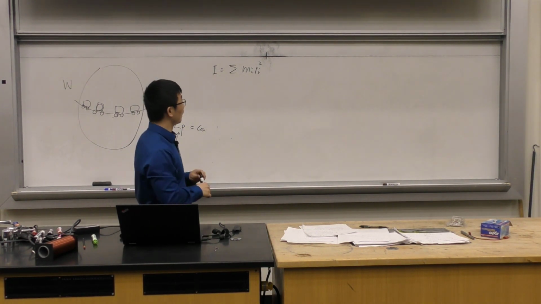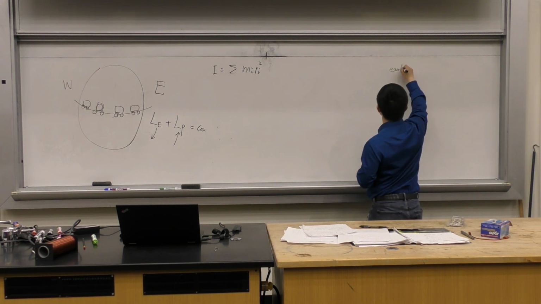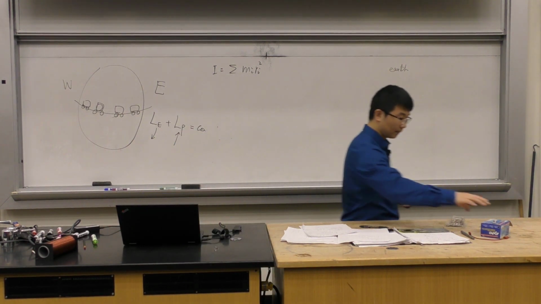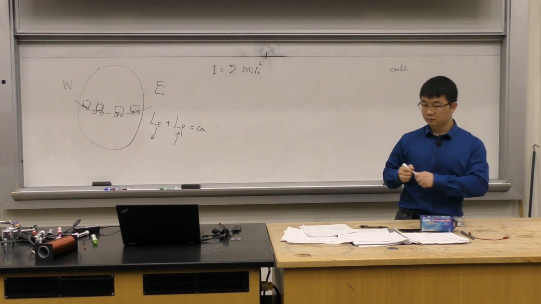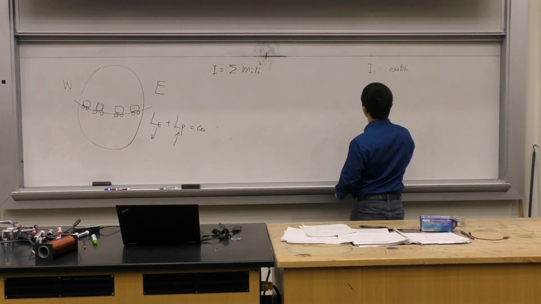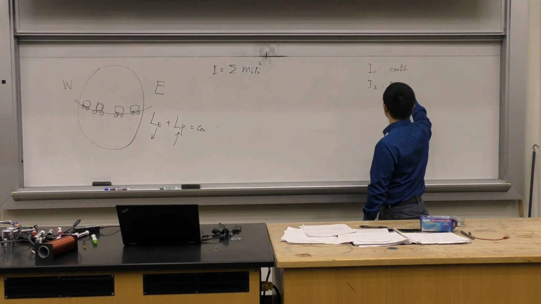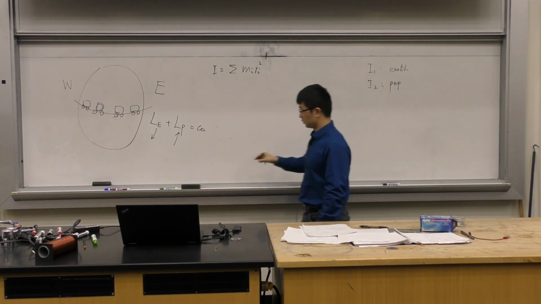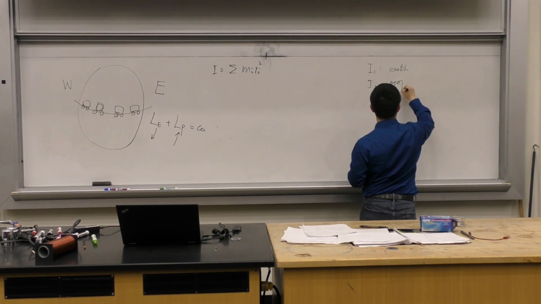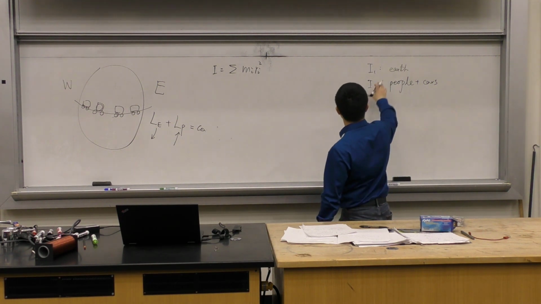So this is what I'm going to do. I'm going to get a new marker. I'm going to call the Earth I1. Okay? So that's one object. And then I2 is going to be the people plus the cars. And they are one system. So there's one system, including I1 and I2.